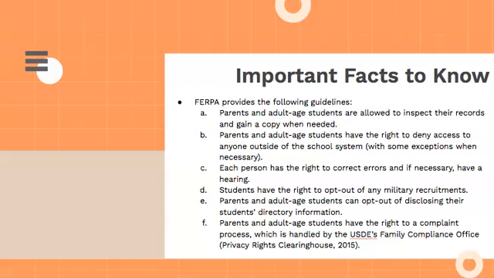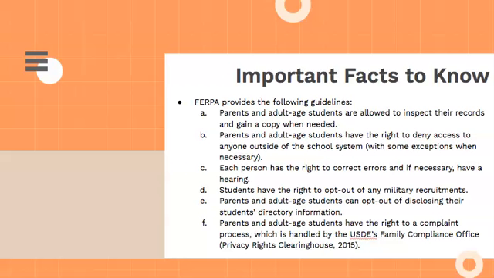Those students can inspect their records and get a copy of any of their records anytime they're needed. They have the right to deny access to anyone outside of the school system. So if somebody needs something and the parents do not want that specific person or institution gaining access, they do not have to give permission, or they can give permission. Each person has the right to correct errors. So if any changes are needed, they can correct anything that needs to be corrected, such as a change of address or change of name.